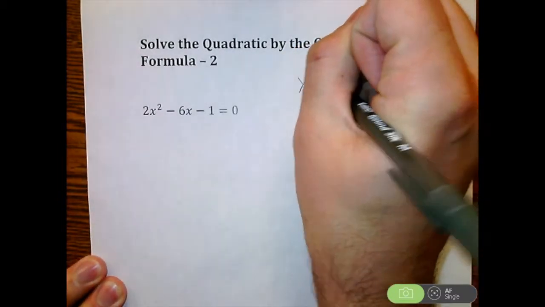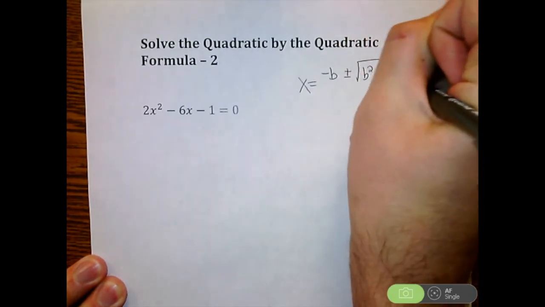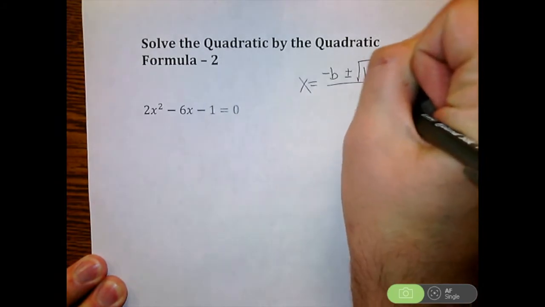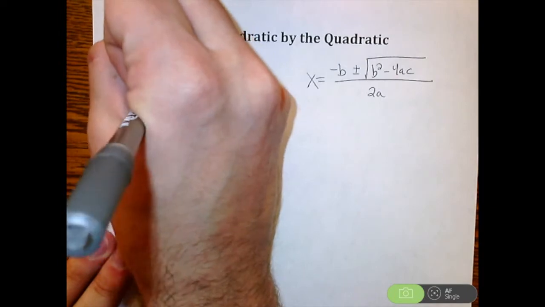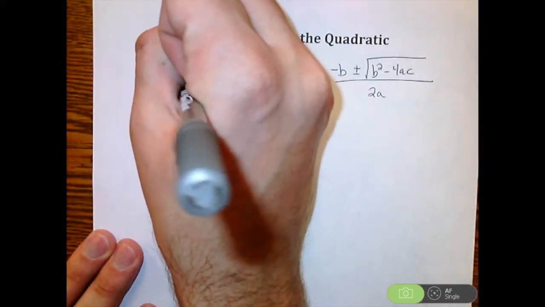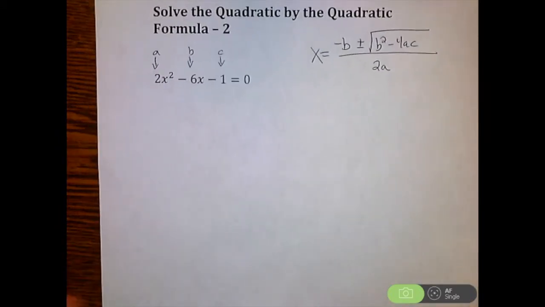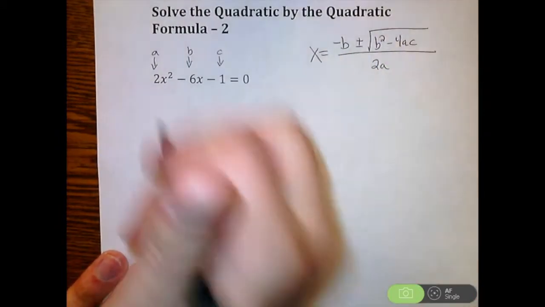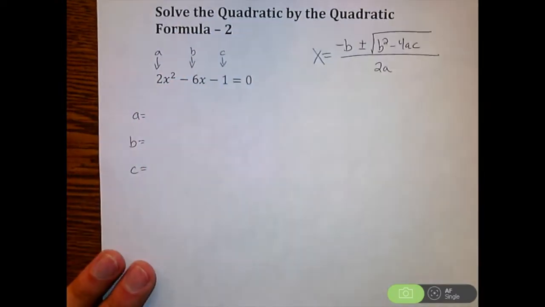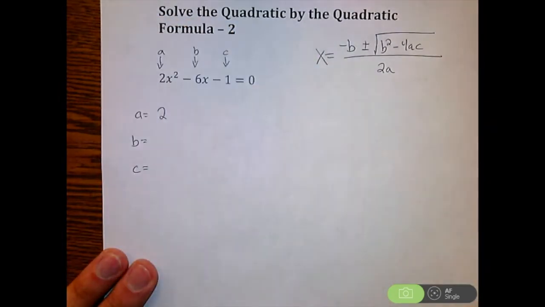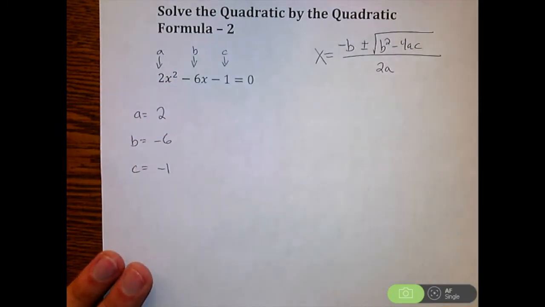It's x equals negative b plus or minus the square root of b squared minus 4ac, all over 2a. Now, from the first video, we talked about how a is the number in front of the x squared, b is the number in front of the x, and c is your constant. To help us get organized in order to tackle this formula, what I like to do is write down off to the side what a, b, and c are. So a in this case would be 2, b is negative 6, c is negative 1.